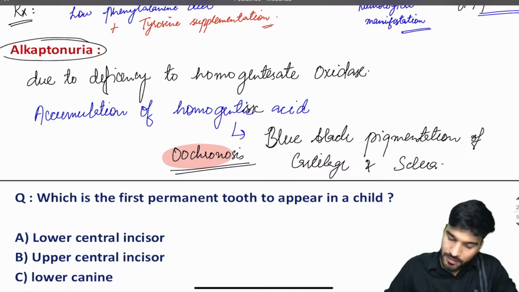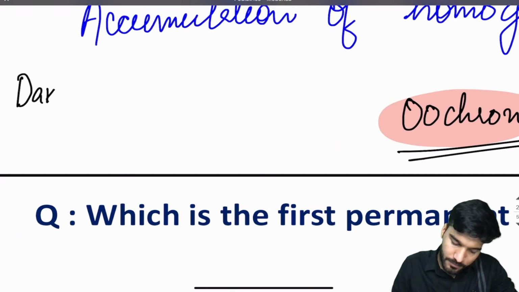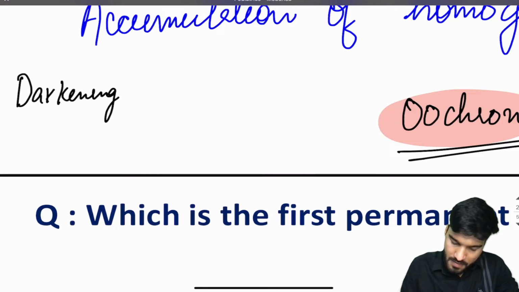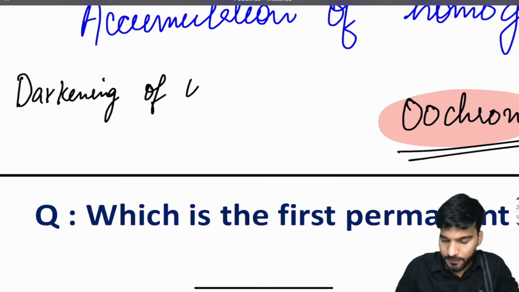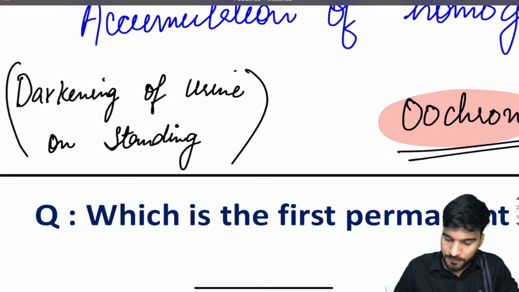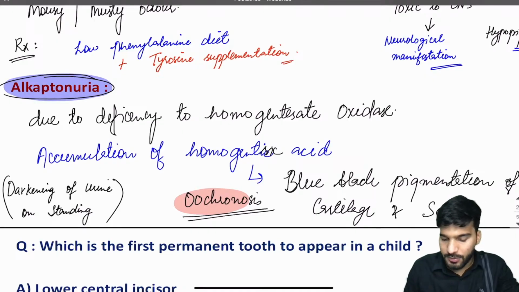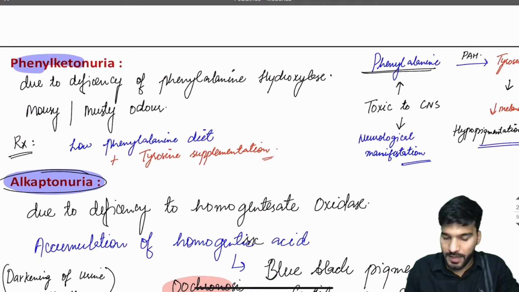And on standing, there will be the darkening of urine. Darkening of the urine on standing is a feature of alkaptonuria.